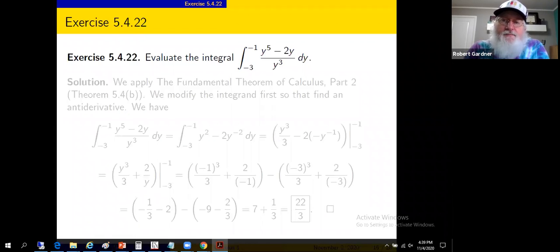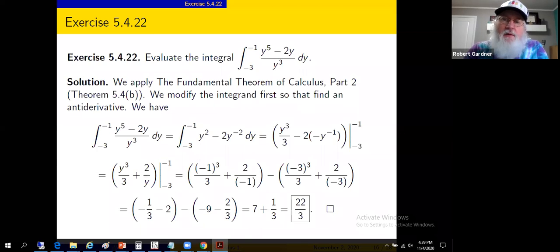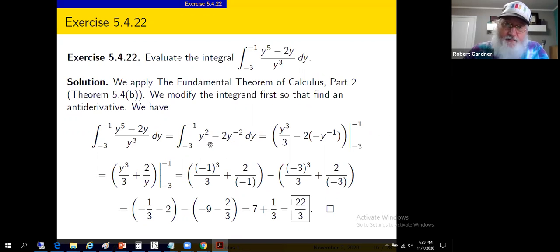How about this one? No trig functions. Got a rational function there. I don't think we can handle rational functions in general just yet. But we can rewrite that in a very amenable way for anti-differentiation. Let's take the y cubed and divide it into each of these. Y to the 5th over y cubed is y squared. Y divided by y cubed would be y to the -2. Subtract exponents. I've got a -2 out front. So we could rewrite the given question like this.